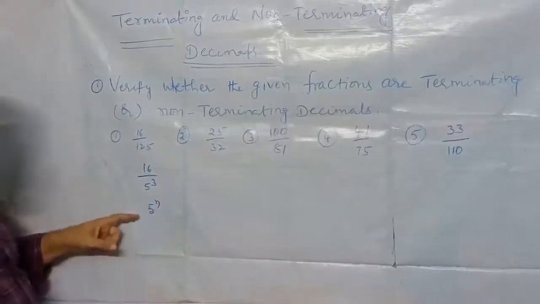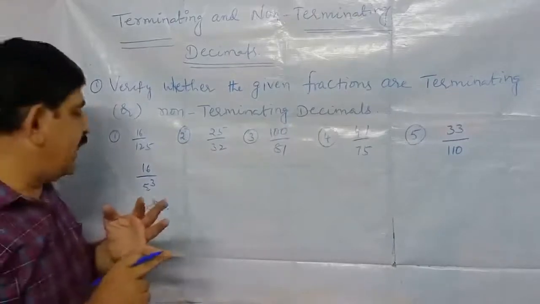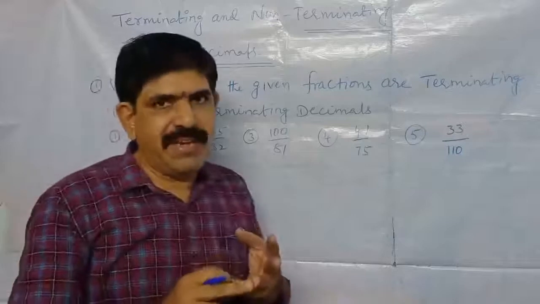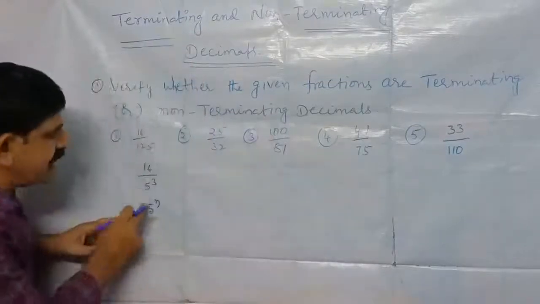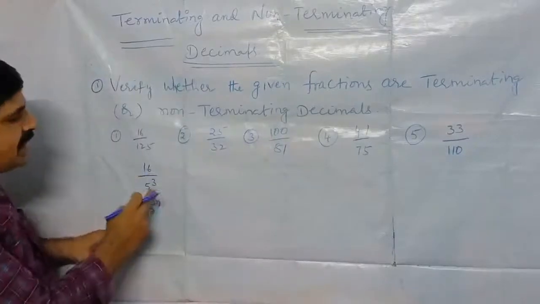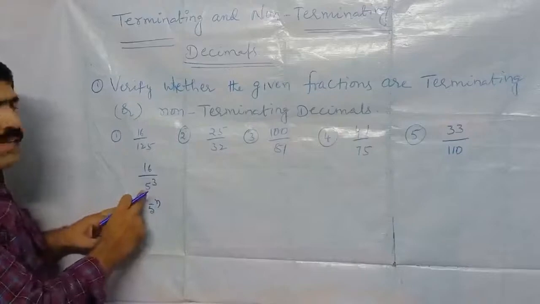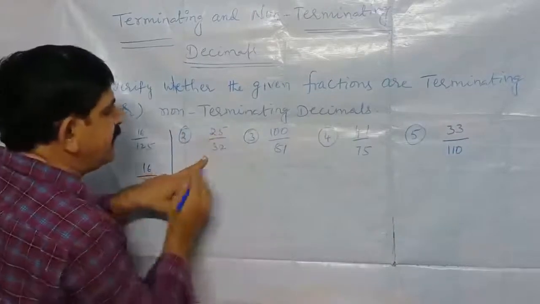Okay, so 5 to the power of n, if the denominator can be written in the form of either 2 to the power of m or 5 to the power of n, then it is a terminating decimal. So 5 cube is 5 to the power of n, so it is a terminating decimal. So we can say that 16 by 5 cube is a terminating decimal. Next, second one, 25 by 32.